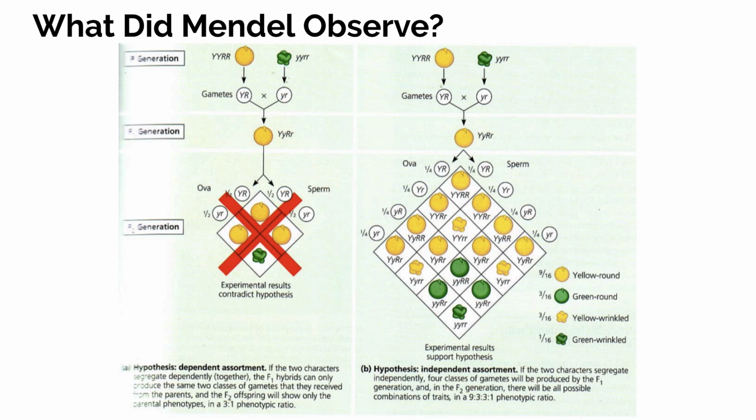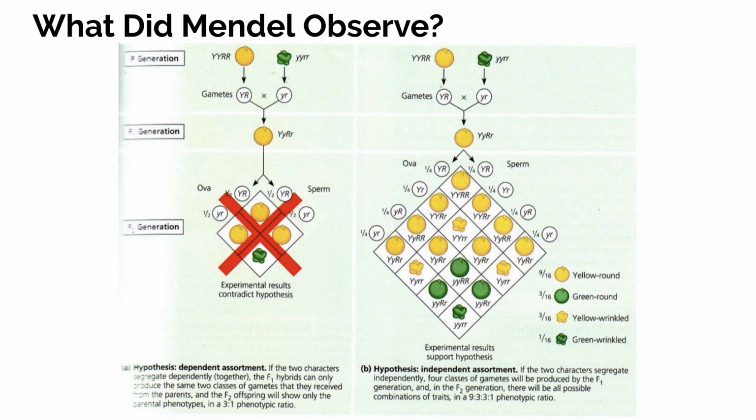Important thing to remember though, 9-to-3-to-3-to-1 only applies when you're breeding 2 heterozygous hybrids together. It is possible to do a Punnett square not with 2 identical hybrids. The 9-to-3-to-3-to-1 ratio only occurs when you are breeding genotypically identical hybrids together in a dihybrid cross.